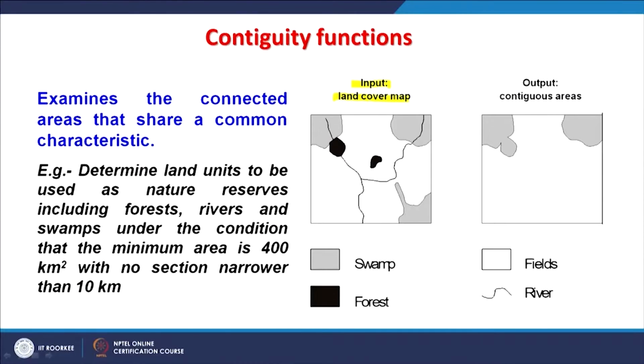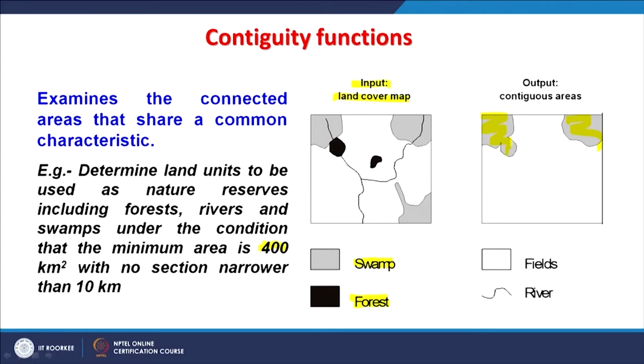For example, in this schematic, this is our input map, a land cover map, in which we also have our drainage lines and other connectivity features. There is a swamp, there is a forest, and after this iteration through the contiguity function, this is what we get: these are the areas which satisfy all your conditions, that they have an area larger than or equal to 400 square kilometer.